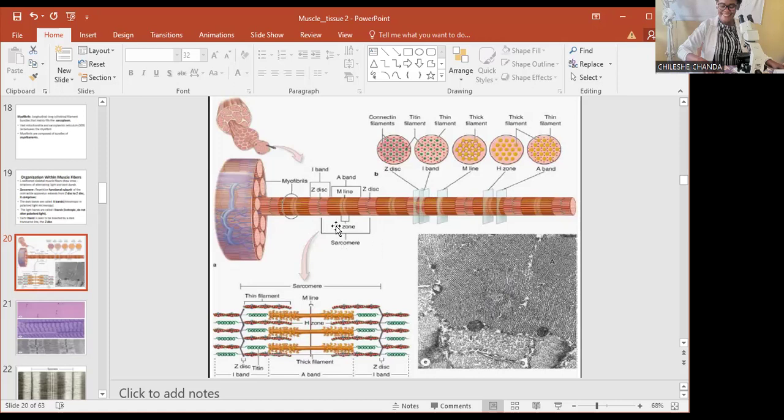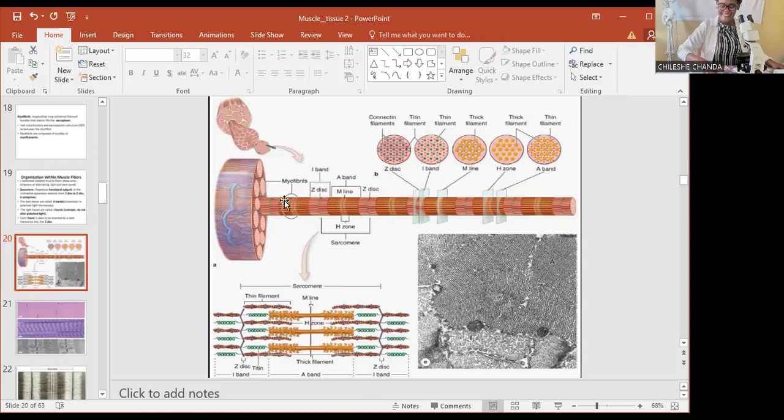Now, the arrangement is such that they are organized in units known as sarcomeres. These sarcomeres are the ones that aid in the contraction of the muscle tissue. So for example, a sarcomere starts from one Z line to another Z line.